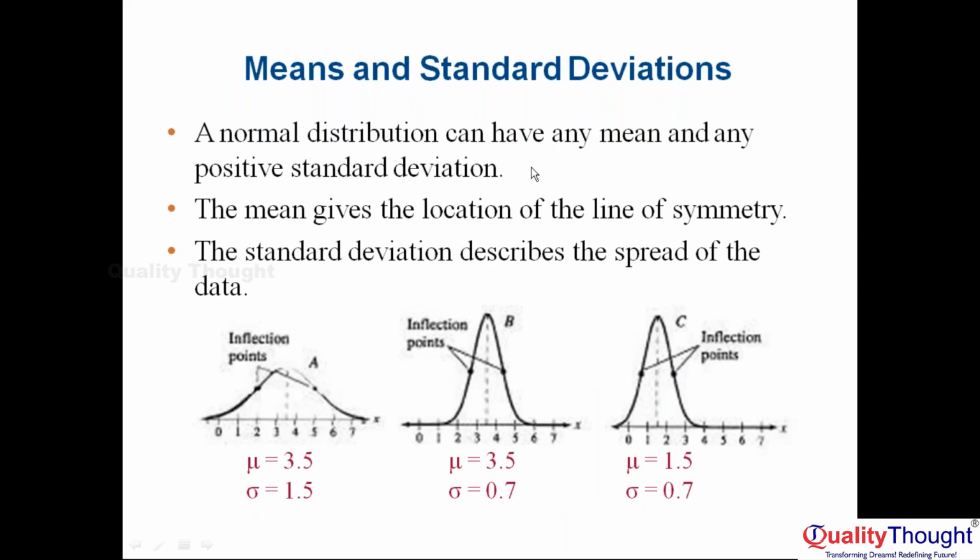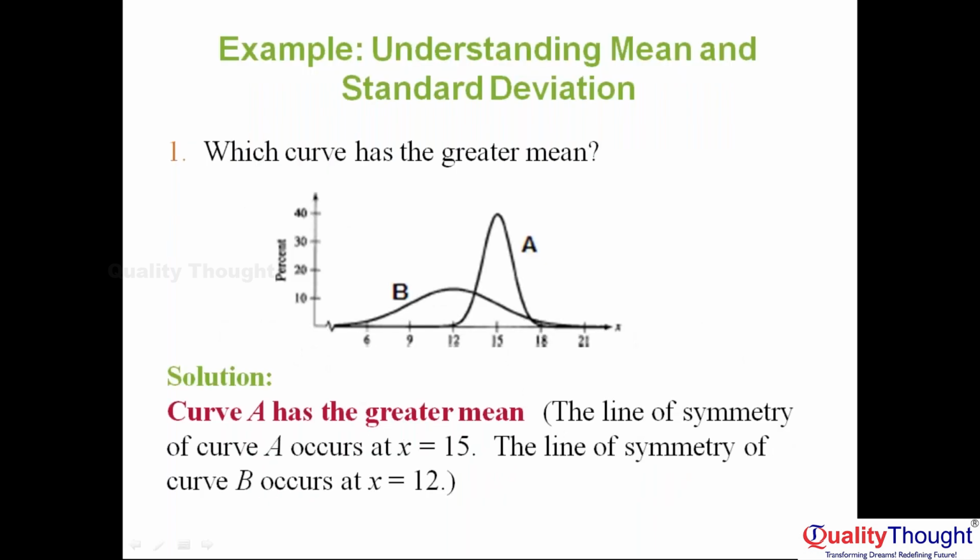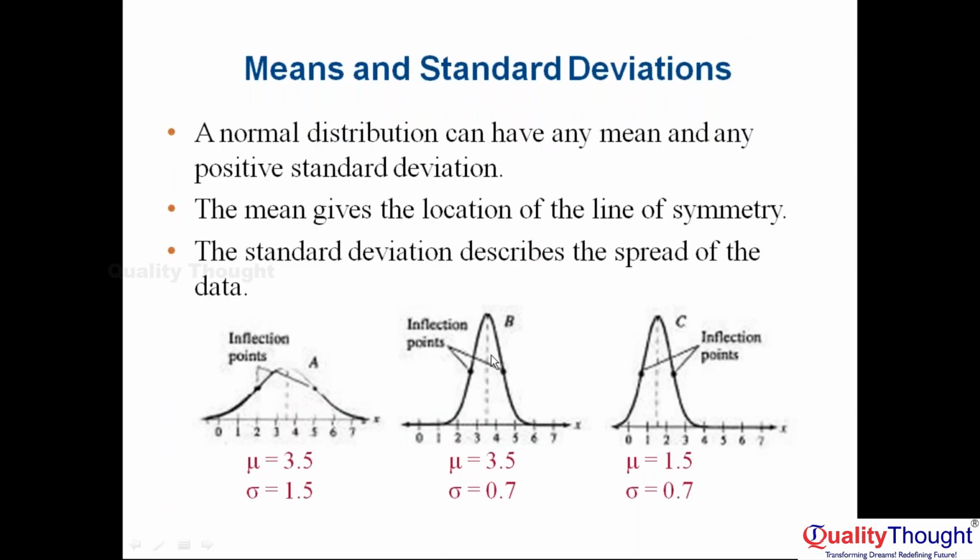A normal distribution can have any mean and any standard deviation. The mean gives the location of the line of symmetry. You can see these are the inflection points. The mean is the same for both of these two curves, but this is the more spread-out curve, and this is a little bit leaner curve. What is the main difference that you can observe? Standard deviation. The greater the standard deviation, the more spread the data.